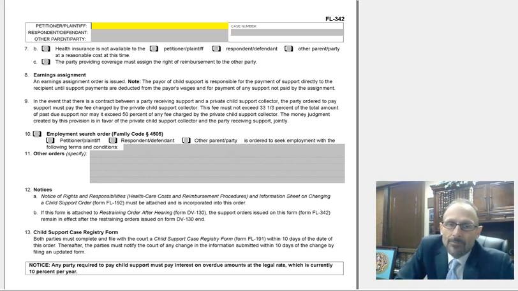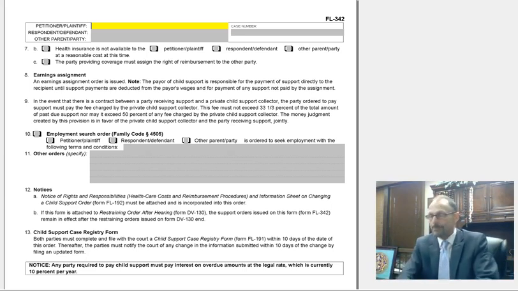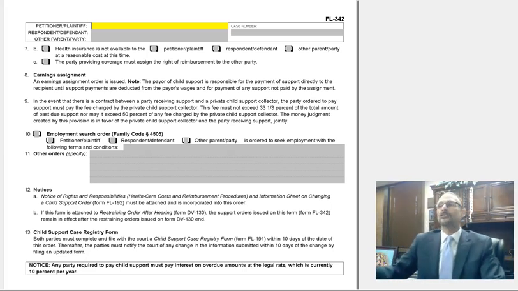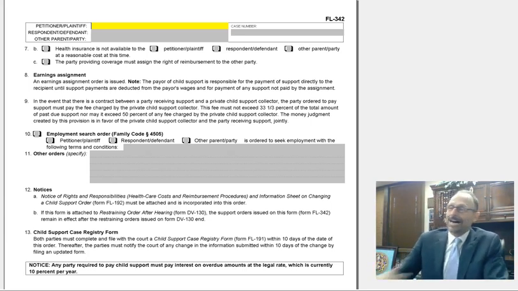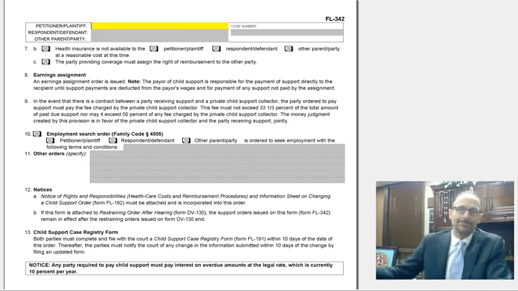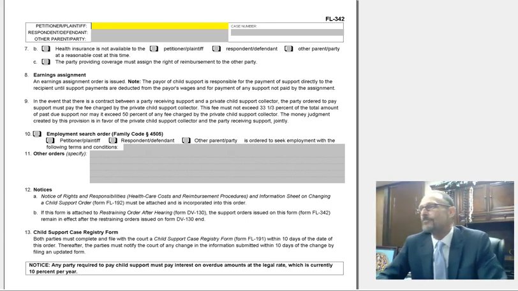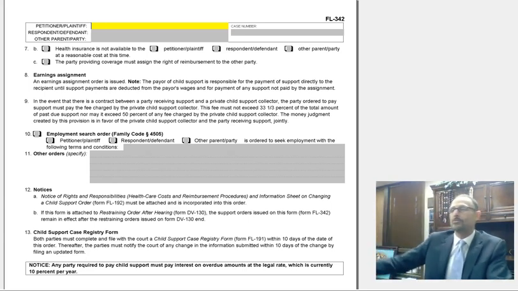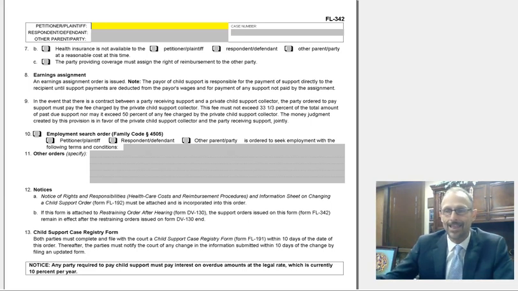13 says that there's a child support case registry form. It is an FL-191. I also have a video on that. That form must be filled out and filed with the court within 10 days of any child support order being filed. I suggest you fill out the 191 along with the rest of your paperwork and submit it with the rest of your paperwork. It needs to be filed anyway, and you don't want to have to try to remember to do it within 10 days later.